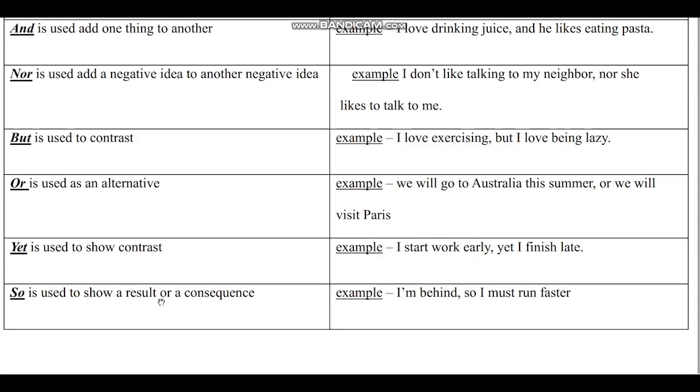So is used to show a result or a consequence. So is used when the second clause is the result of the first one. So for example, I am behind, I am late, so I must run faster. So we are in a race and I am behind. This is why I must run faster in order to reach the others. So here expresses the result of the first clause.